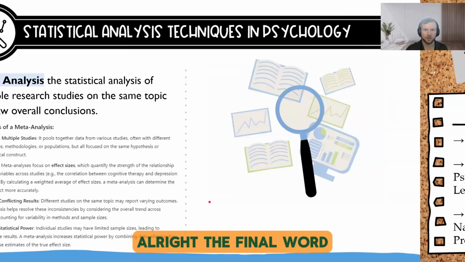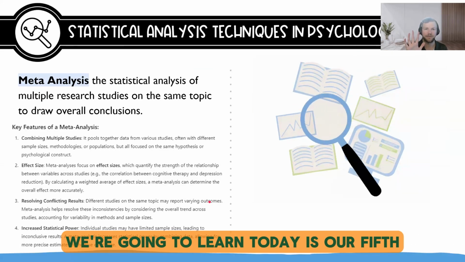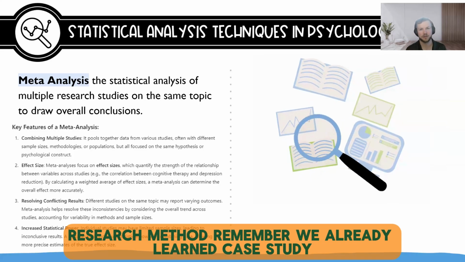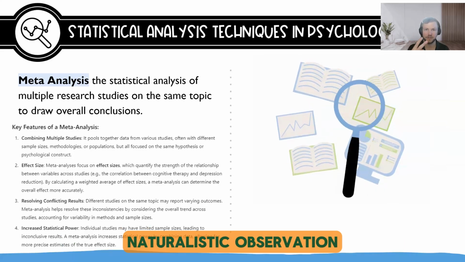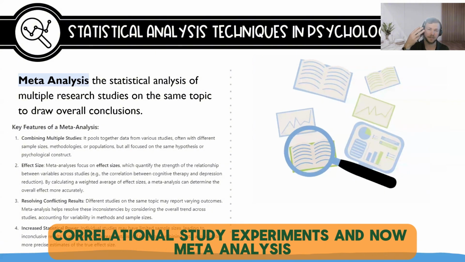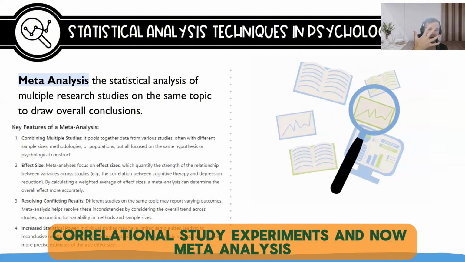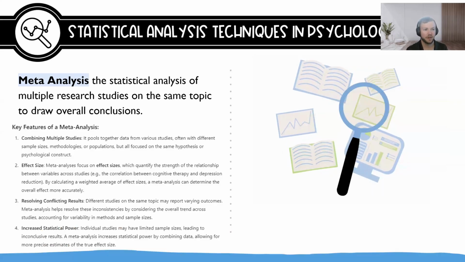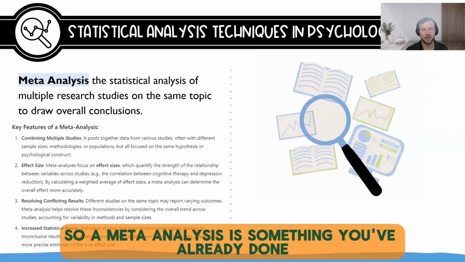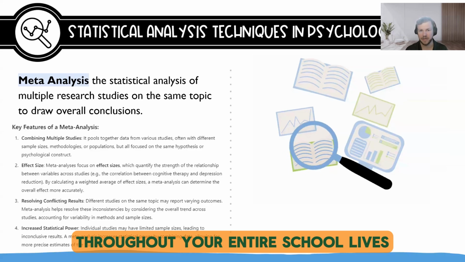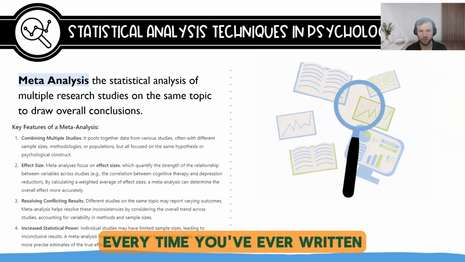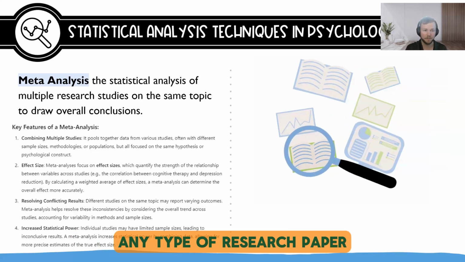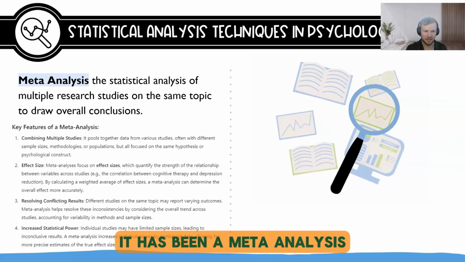All right, the final word we're going to learn today is our fifth research method. Remember, we already learned case study, naturalistic observation, correlational study, experiments, and now meta-analysis. You got to know these five. So a meta-analysis is something you've already done throughout your entire school lives. Every time you've ever written any type of research paper, it has been a meta-analysis.